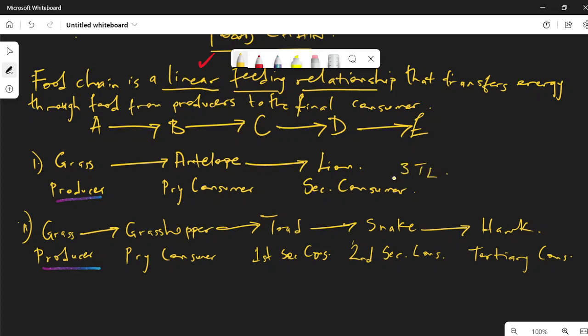So we refer to this one as a 3 trophic level reaction. This particular equation for number 1 is a 3 trophic level. While this one here, how many organisms do we have? We have 1, 2, 3, 4, 5. So this one is going to be seen as a 5 trophic level food chain. Is that clear?